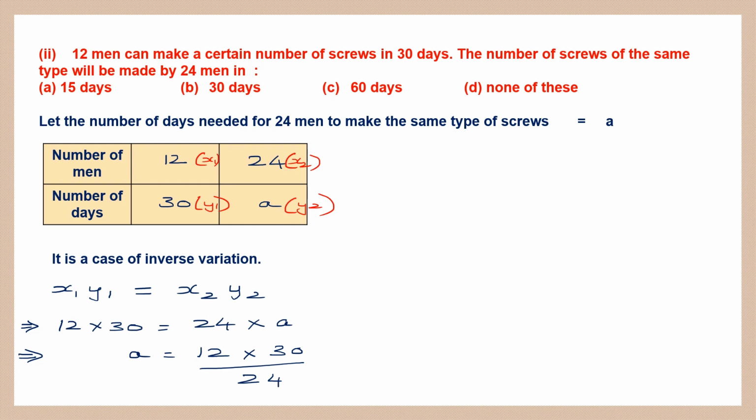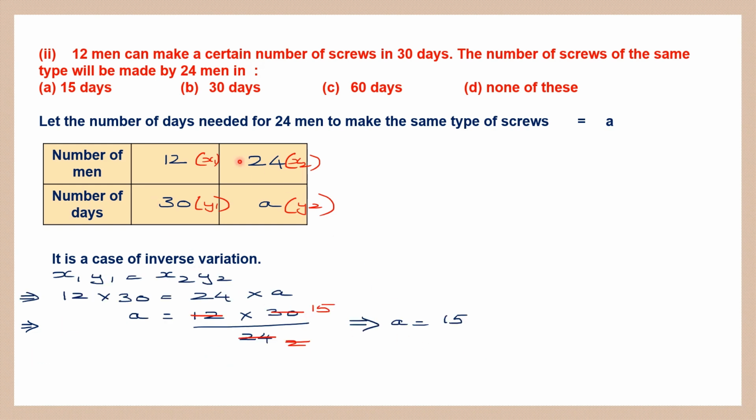Now we can cancel here. I can cancel 12 and 24. 12 2s are 24. I can cancel 2 and 30. 2 into 15 is 30. That means I have found the value of A. A is equal to 15.